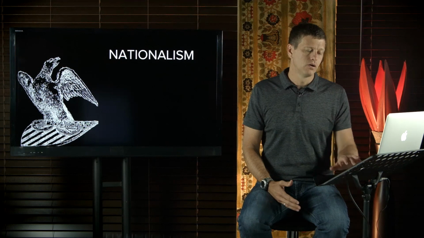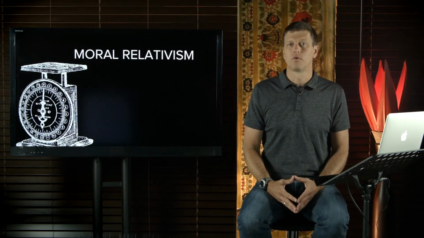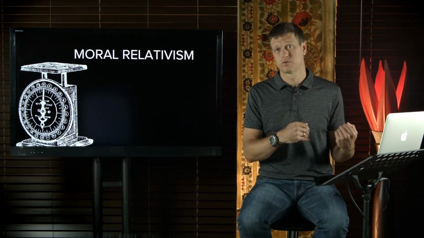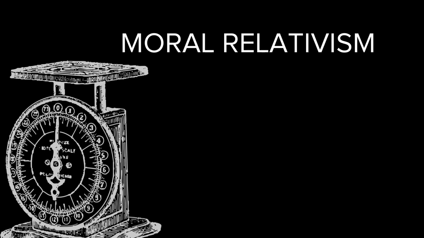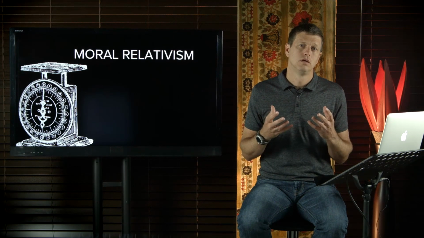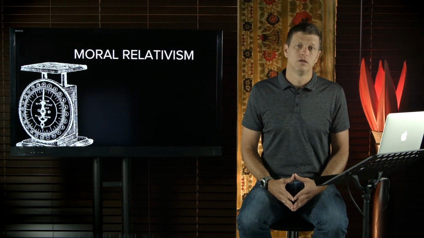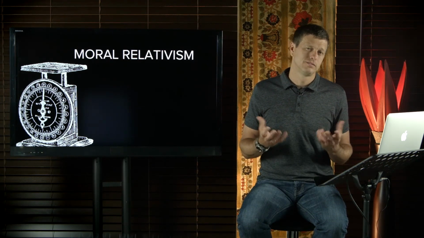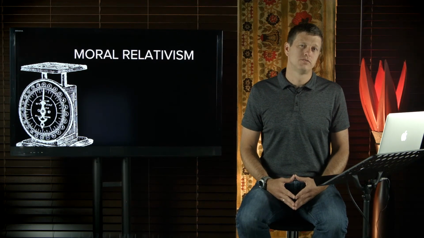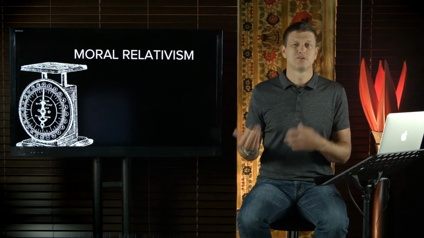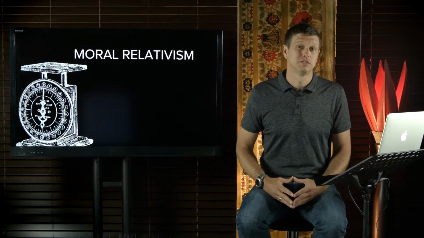And they go on then to introduce a fourth, which is common to us because of our discussion previously of postmodernism, which is the idea of moral relativism. Now, we know that relativism suggests that there is no absolute truth, that the common objection to relativism is that it claims absolutely that there's no absolute truth, which seems to be a contradiction.